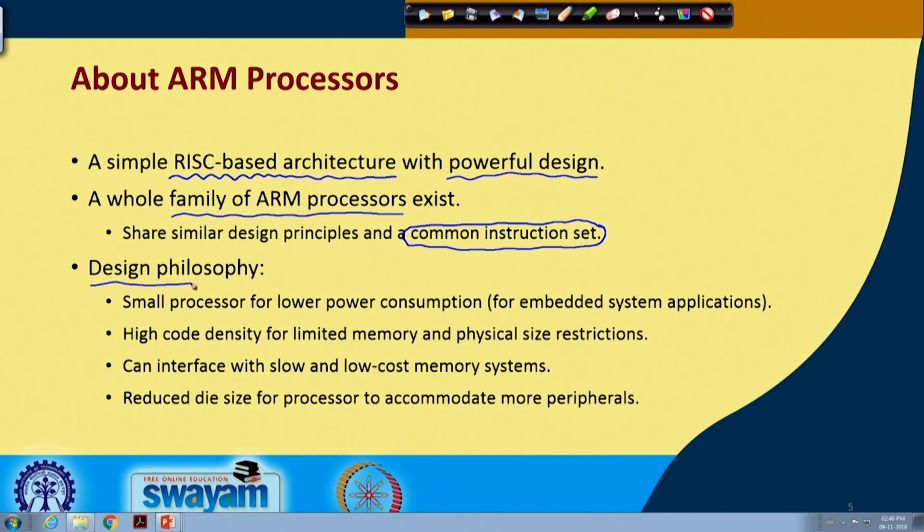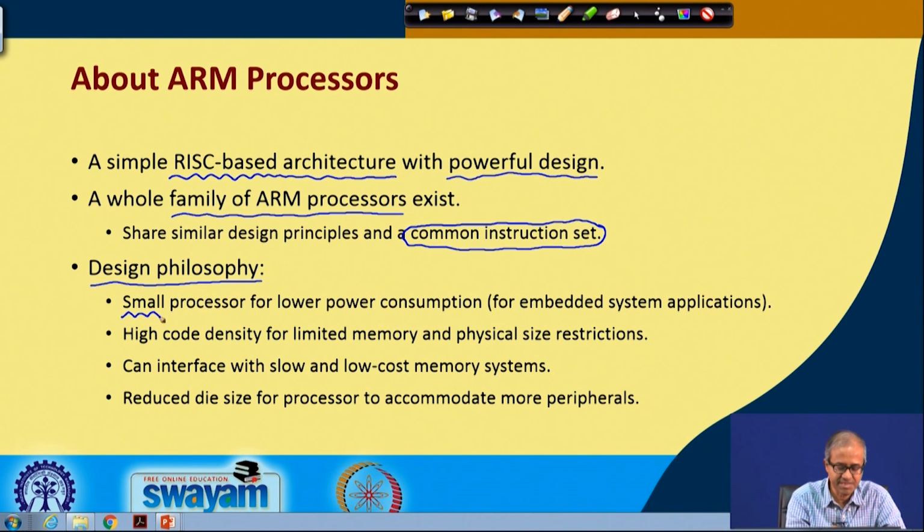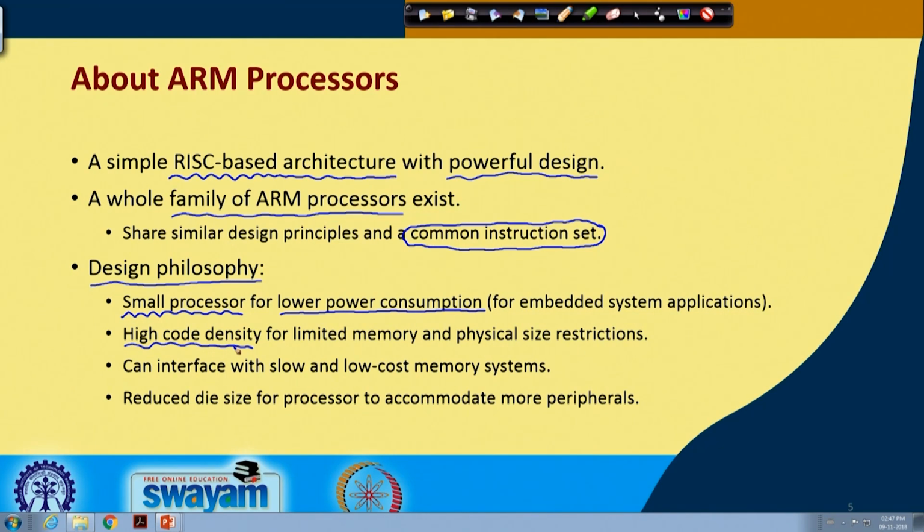Now, the design philosophy here was, of course, first thing is that we need a small processor, so that we can have lower power consumption and can be used for embedded systems application. So, the size of the processor should be small, this is one thing that is very important. It should consume low power, that is also very important, right. And high code density. What do you mean by high code density?